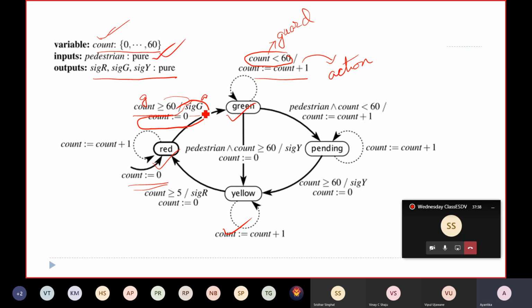Ma'am, actually, I wanted to know, in the inputs and outputs, what does that pure mean? Pure means discrete, nothing else. You can think of pure as a discrete signal. Pedestrian means, when a pedestrian is coming, is there any input from the pedestrian or not?